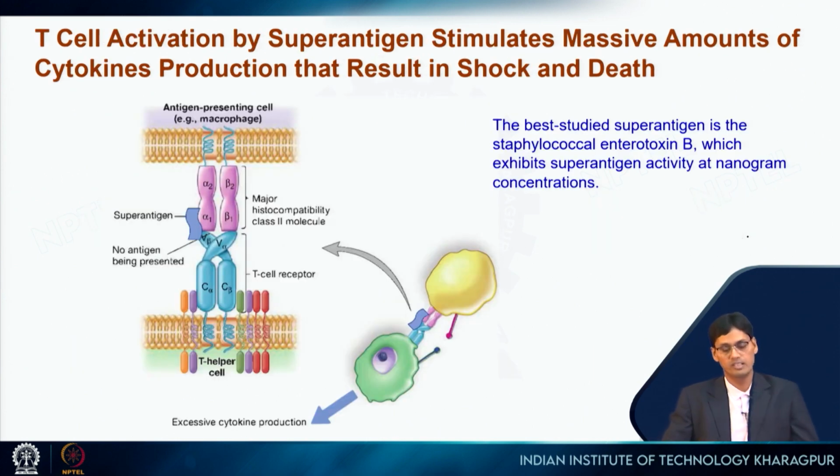So here, this is again another very different category of toxin. This is called, I would say, superantigen. So T cell activation by superantigen stimulates massive amount of cytokine production that results in shock and death of host, right? This T cell activation part I will discuss in much more detail in the next module when I will be discussing our immune system.